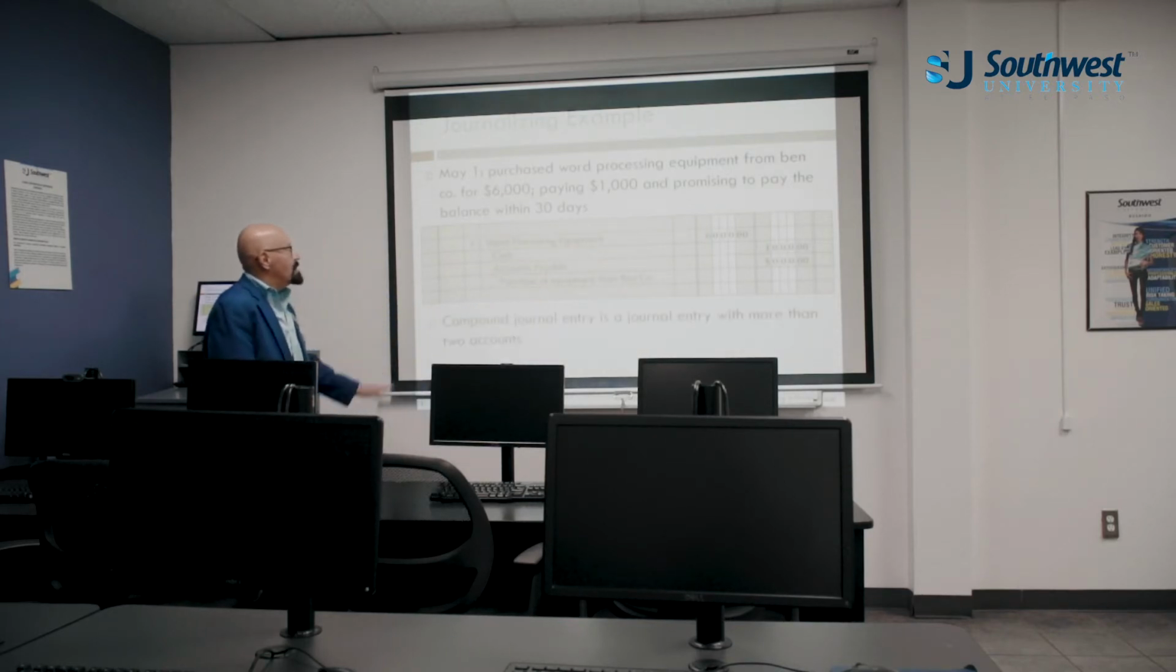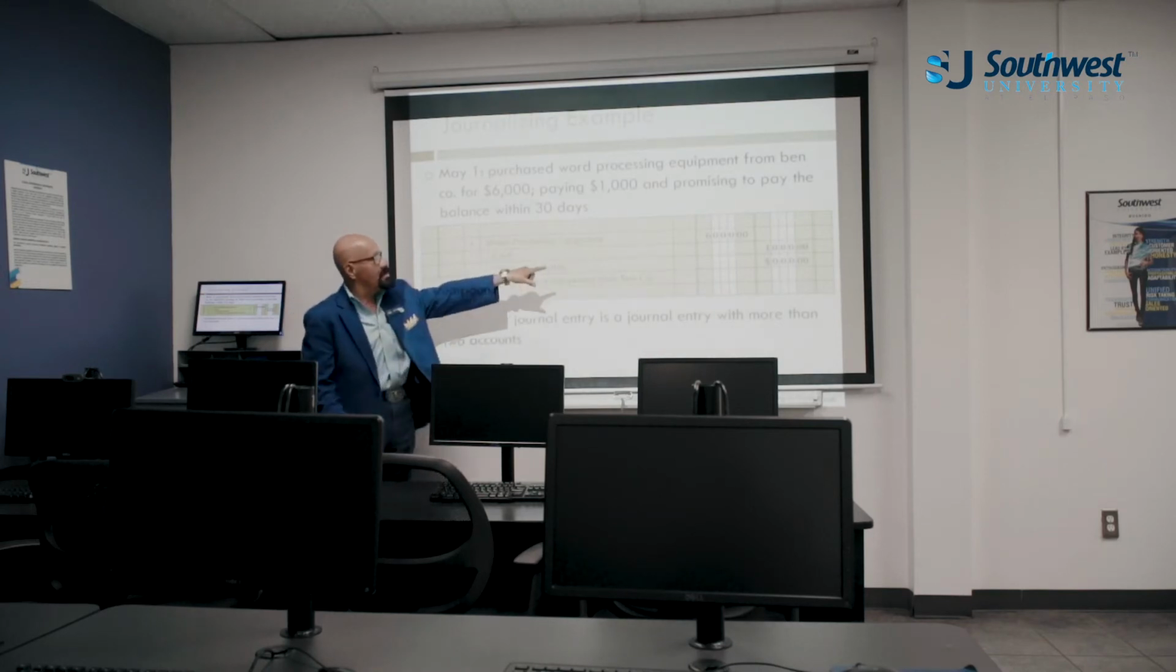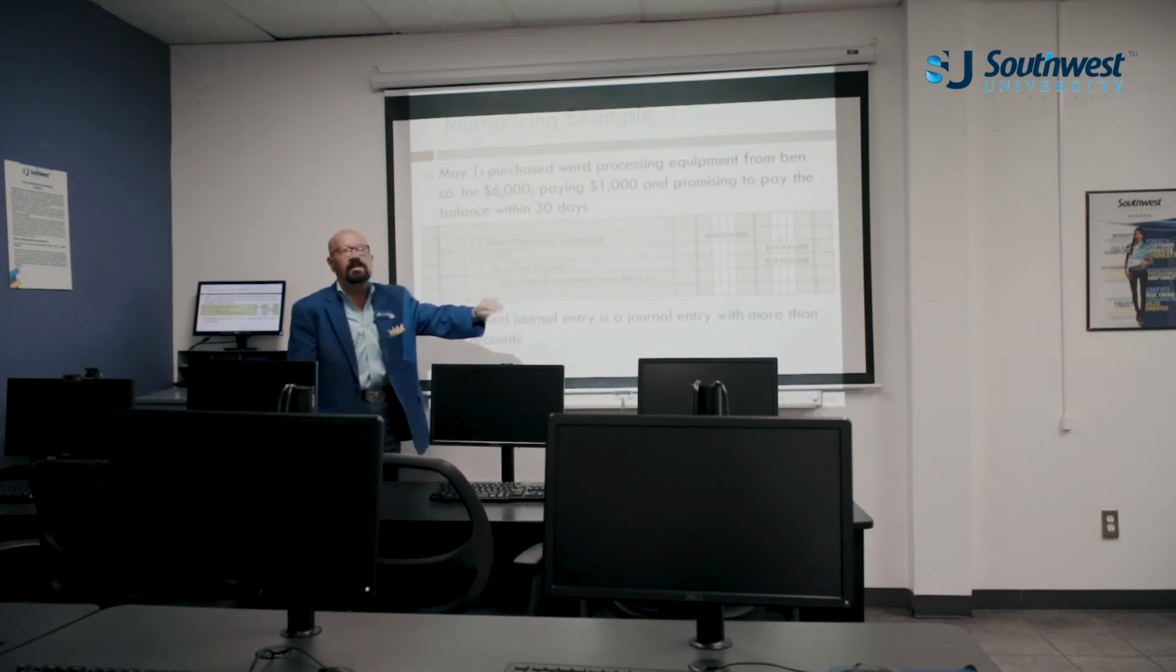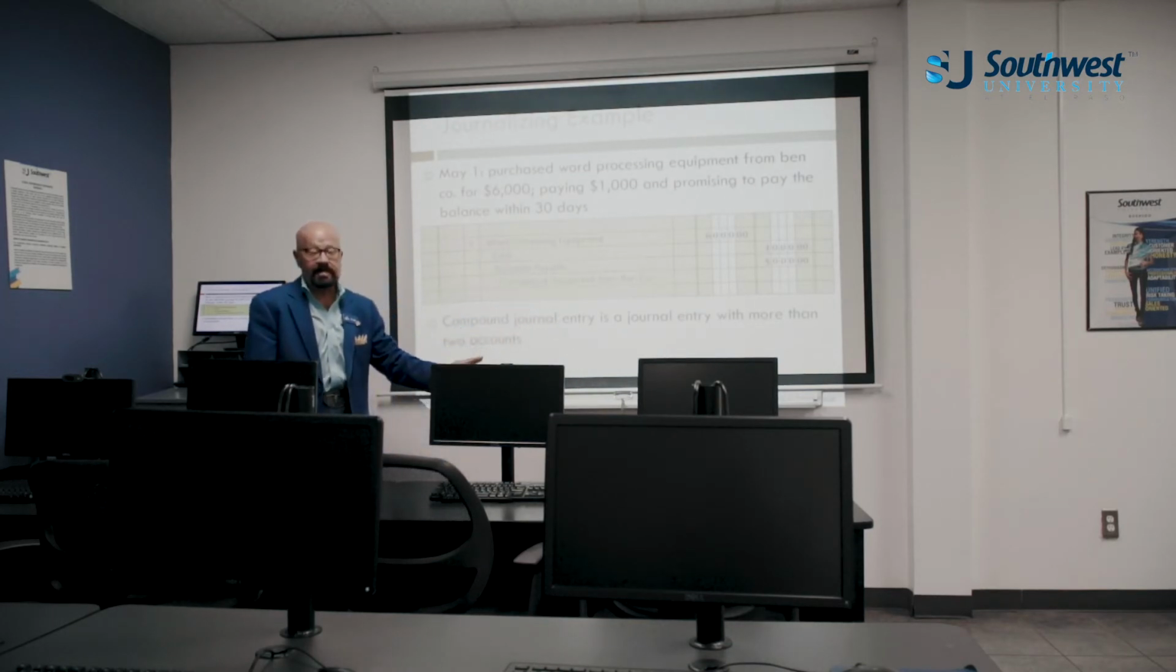Okay? This is called a compound journal entry because you have more than 2 accounts that were affected. Remember, we said it has to be at least 2 accounts, but here you have 3. You have word processing equipment, the asset, cash, another asset, and accounts payable is a liability because you owe someone money.